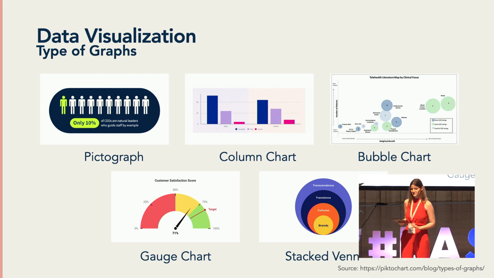Then the last one is the stacked Venn. It is used to showcase overlapping relationships between multiple data sets. The best use is to emphasize growth within an organization or business, or narrow down a broad topic.